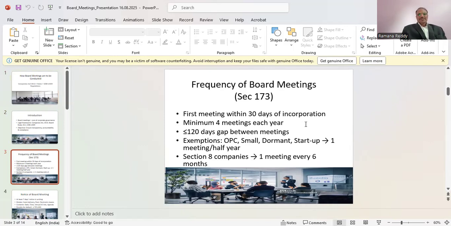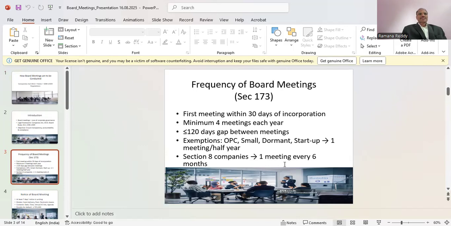First meeting must be held within 30 days of the incorporation. Thereafter, a minimum of 4 meetings per year with not more than 120 days between 2 meetings. Exemptions for one-person company, small company, dormant company, and startup private companies: only 1 meeting per half year with a minimum of 90 days gap is sufficient.